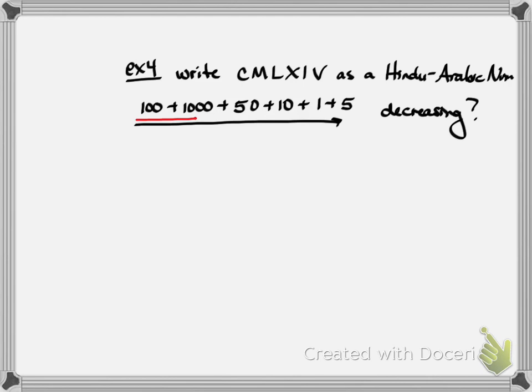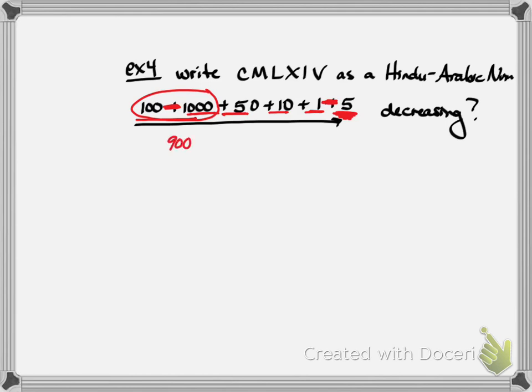No. This went from small to big, so that's actually going to be a subtraction symbol. So 1,000 to 50, we're getting smaller, getting smaller, getting smaller. Oops, bigger. So smaller to bigger, this is a subtraction symbol. So that means this is 1,000 minus 100, so that's really 900.